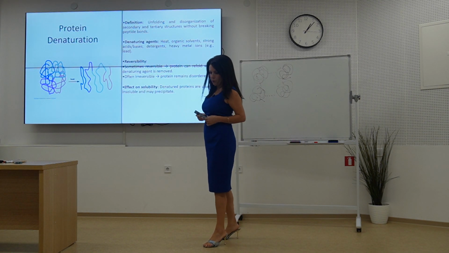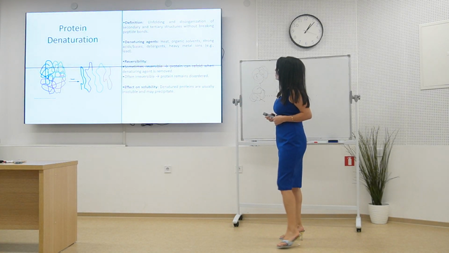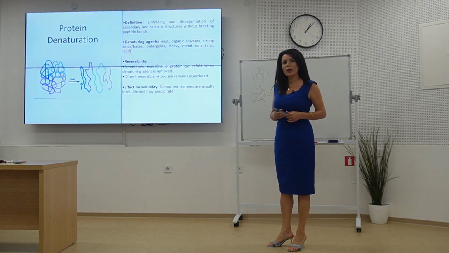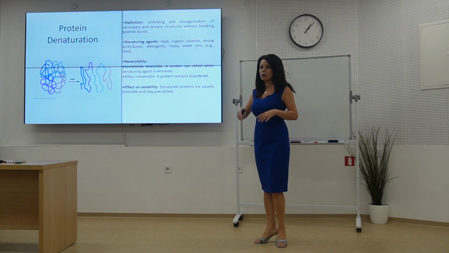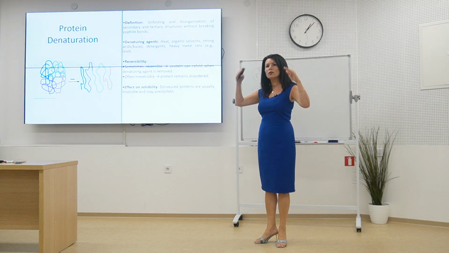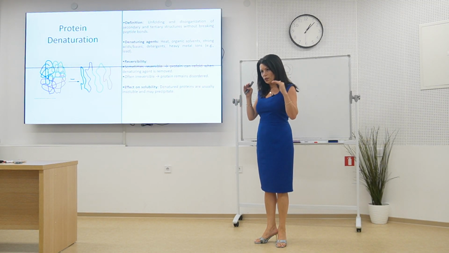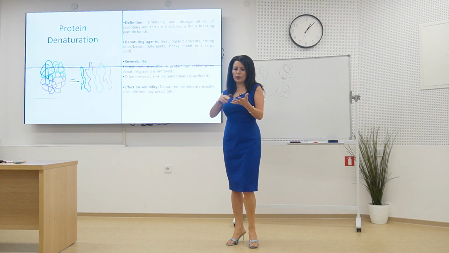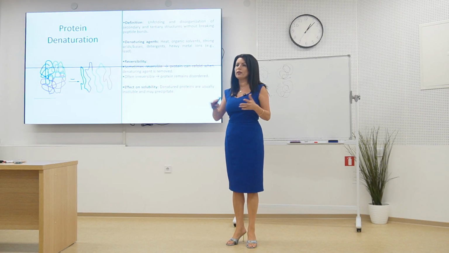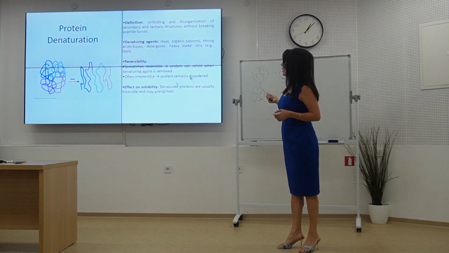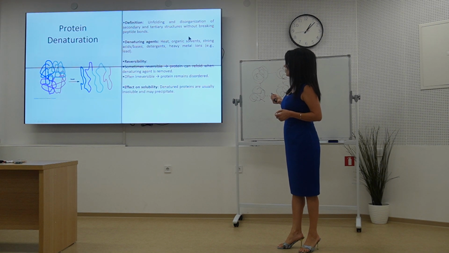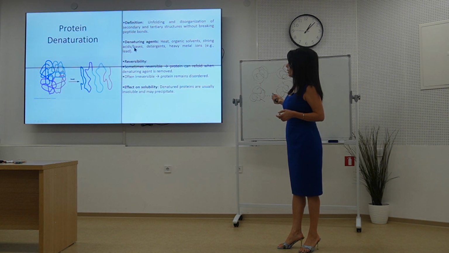Protein denaturation, the definition. This is the unfolding or disorganization of polypeptide chains. This is the disorganization of all structures without the primary, which means disrupting of quaternary, tertiary, and secondary structure. And the denaturing agents are heat, organic solvents, strong acids or bases, different detergents, and heavy metal ions like lead.